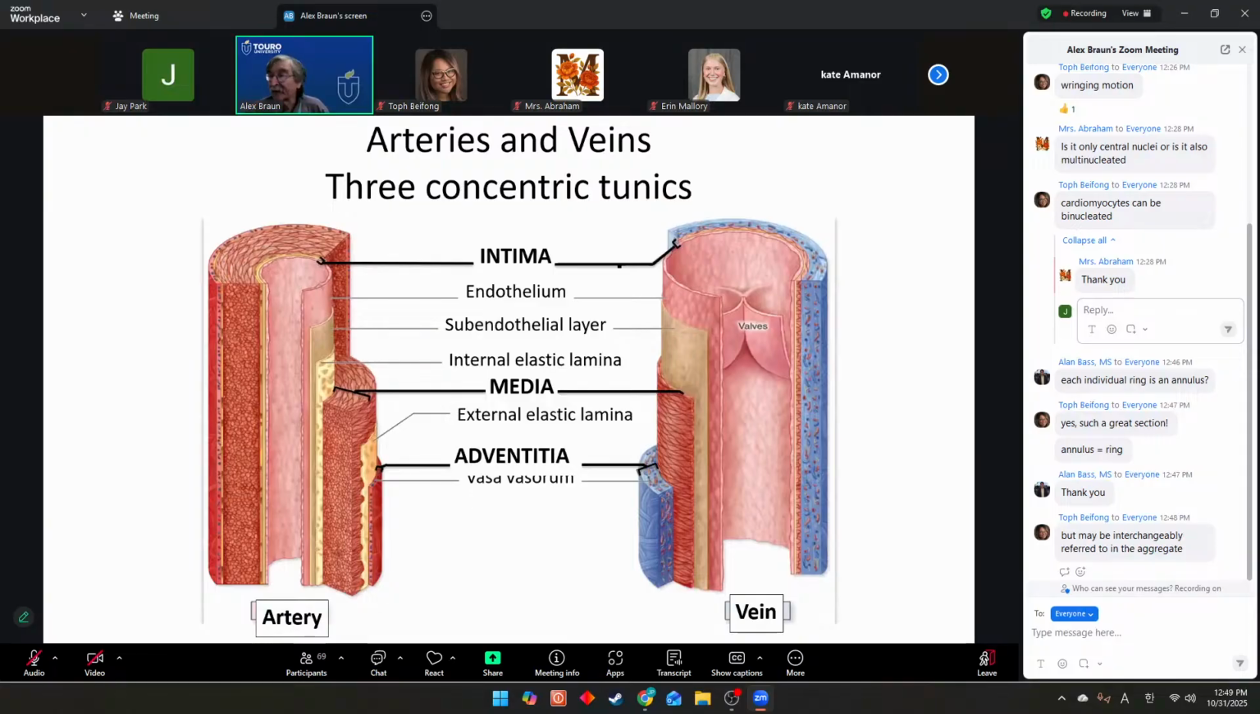Let's talk about blood vessels. Let me just check the time here. I want to see what time it is. Okay.